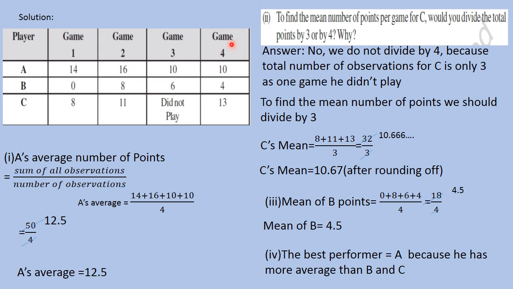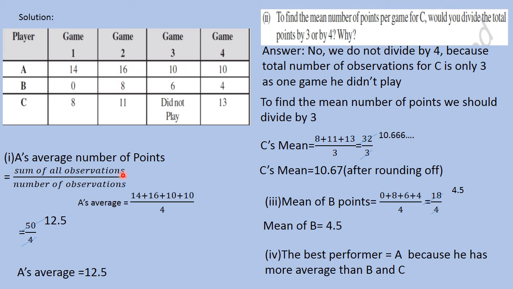I have drawn the table again. You have to draw the table again also. The first question is you have to find A's average number of points. Average means mean or arithmetic mean. So what is the formula? What is the formula?